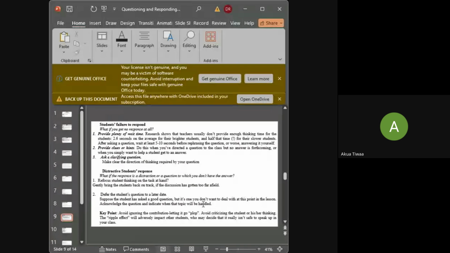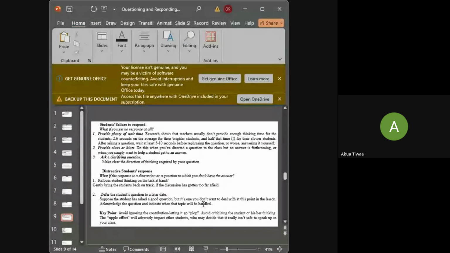Key point: avoid ignoring the contribution and letting it go flat. Avoid criticizing the student or his or her thinking. And the ripple effect will adversely impact other students who may decide that it really isn't safe to speak in your class. So that response was distracting, but you should know how to manage it in your class. Otherwise, other students might think that in your class they can't talk. So whenever they come to your class, they need to keep quiet.